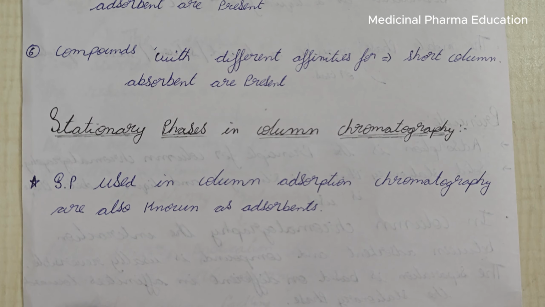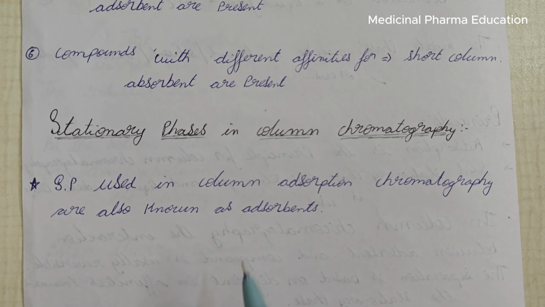Next, the stationary phase in column chromatography. The stationary phase used in column adsorption chromatography is known as the adsorbent. See here, the stationary phase is called the adsorbent. Remember this word, this is very important.